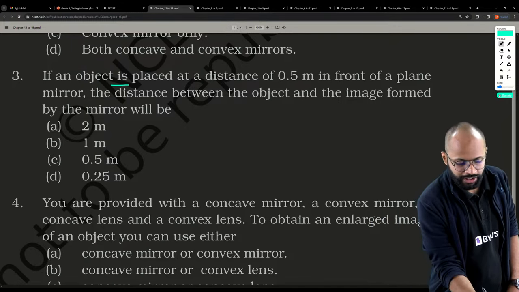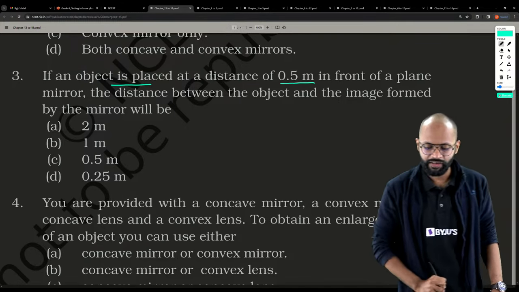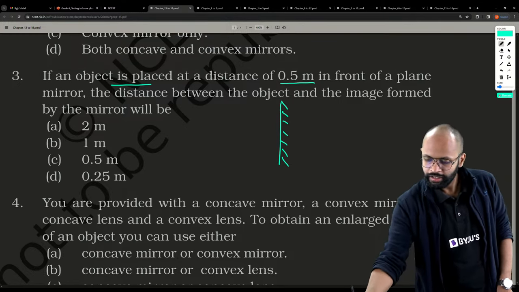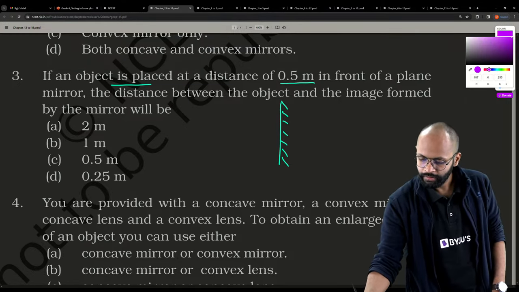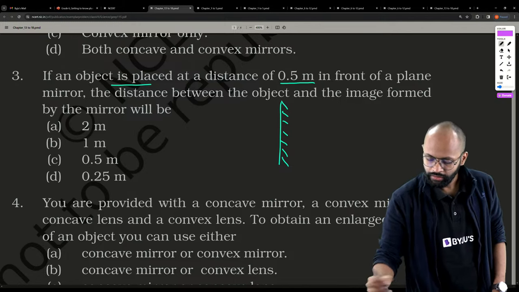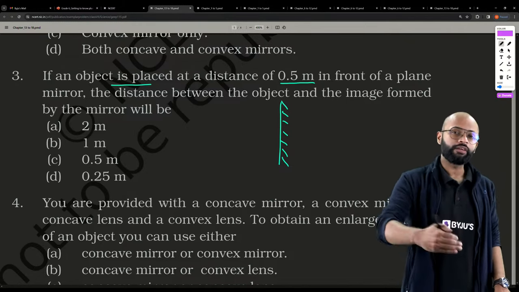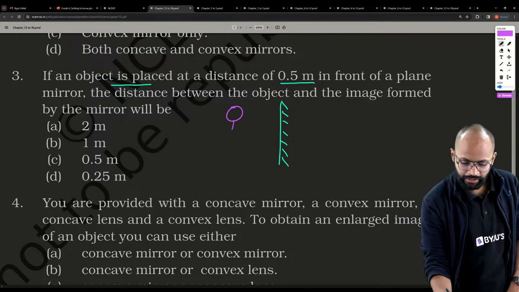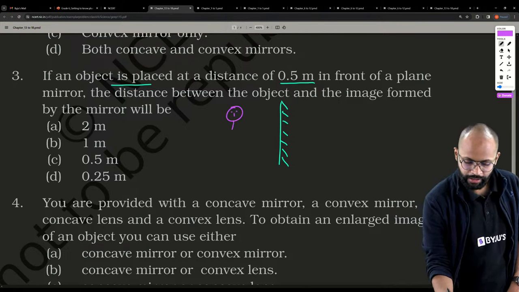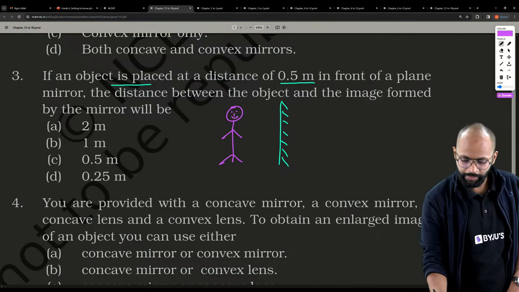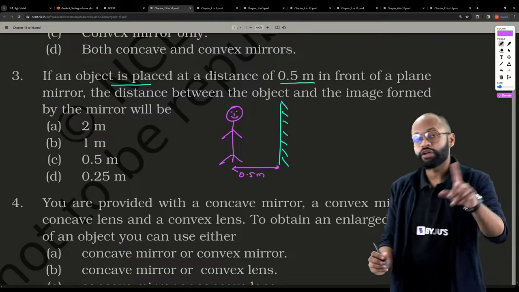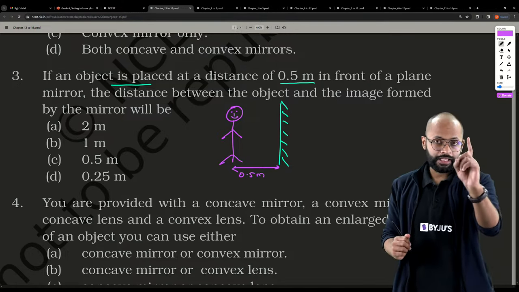Matlab, if an object is placed at a distance of 0.5 meter in front of a plane mirror, sir, ye raha mirror. This is the plane mirror. Theek. Now, where is the object? Object is 0.5 meters in front of the mirror. Ye raha object. Arre, wah. Ye raha humara smarty. Theek hai? Object is in front of the mirror. Kahan pe hai ye? Sir, this is 0.5 meters in front of the mirror. Question kya hai? Dhyan se.